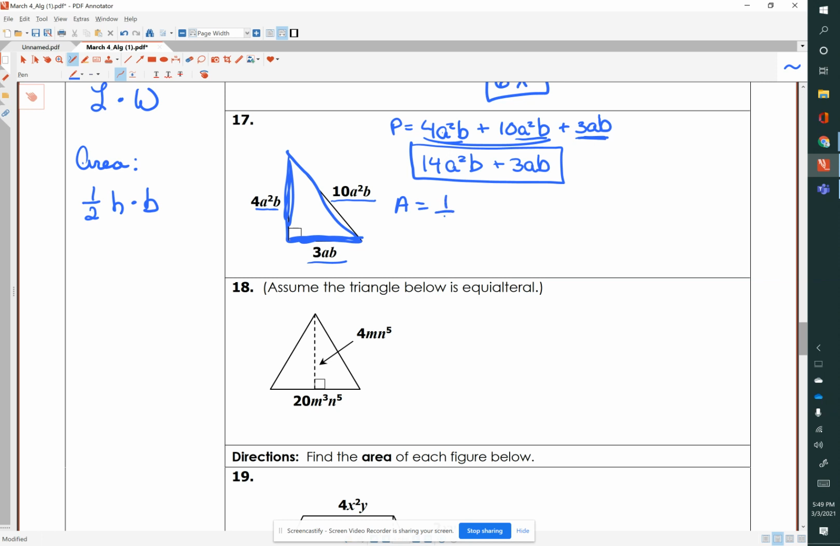So 1/2, use parentheses, 4a squared b times 3ab. Now we can multiply these unlike terms, that's fine. So 4 times 3 is 12, and half of 12 is 6. So that takes care of our numbers. Now let's work with the variables. A, 2 plus 1 is 3. B, 1 plus 1 is 2. And 6a to the third b squared is the area.